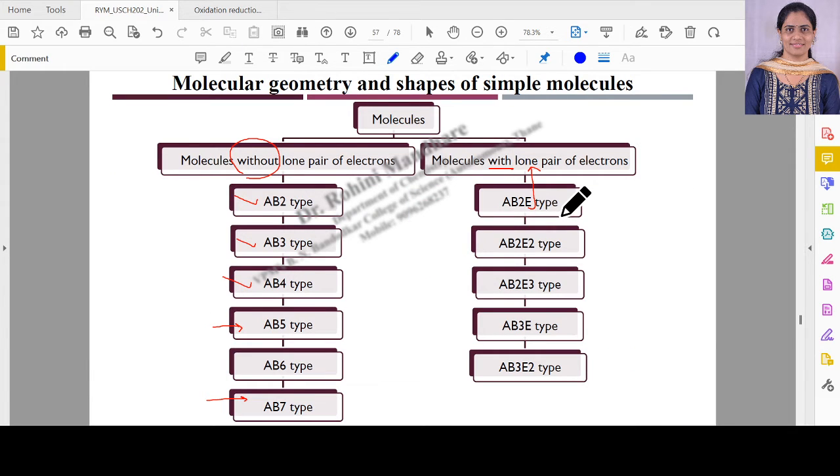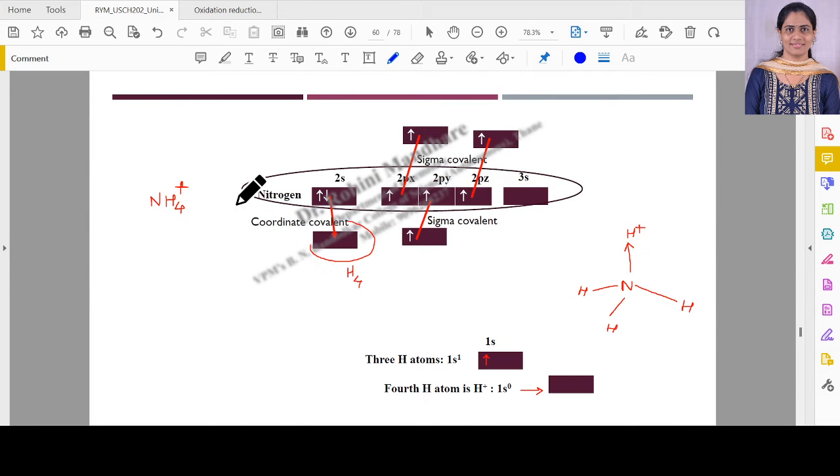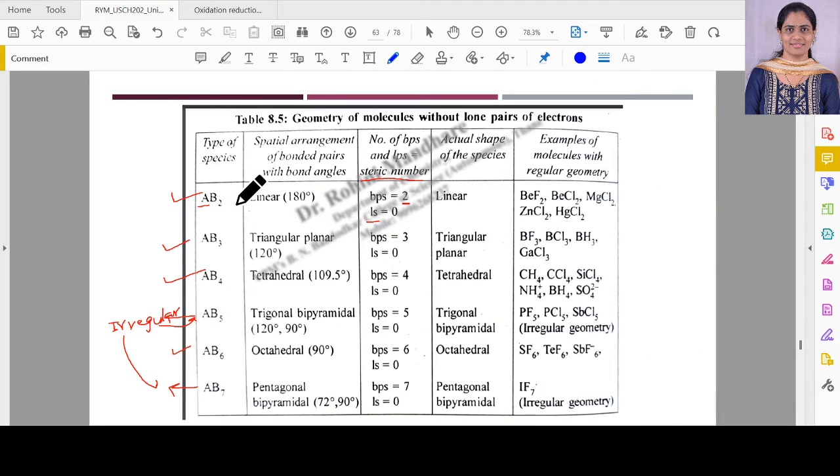Then we have seen further applications for every type of combination of molecules. Just go through that: with lone pair, without lone pair, what happens to the molecule.